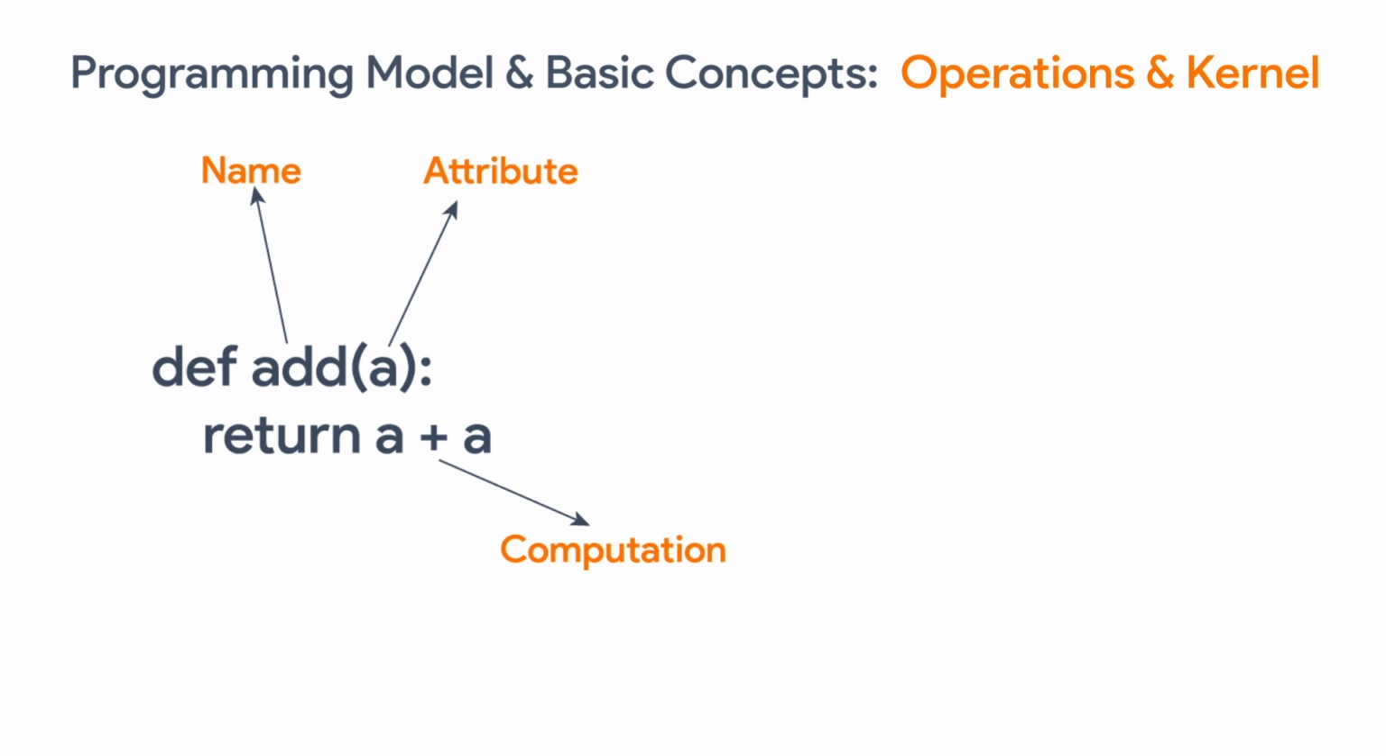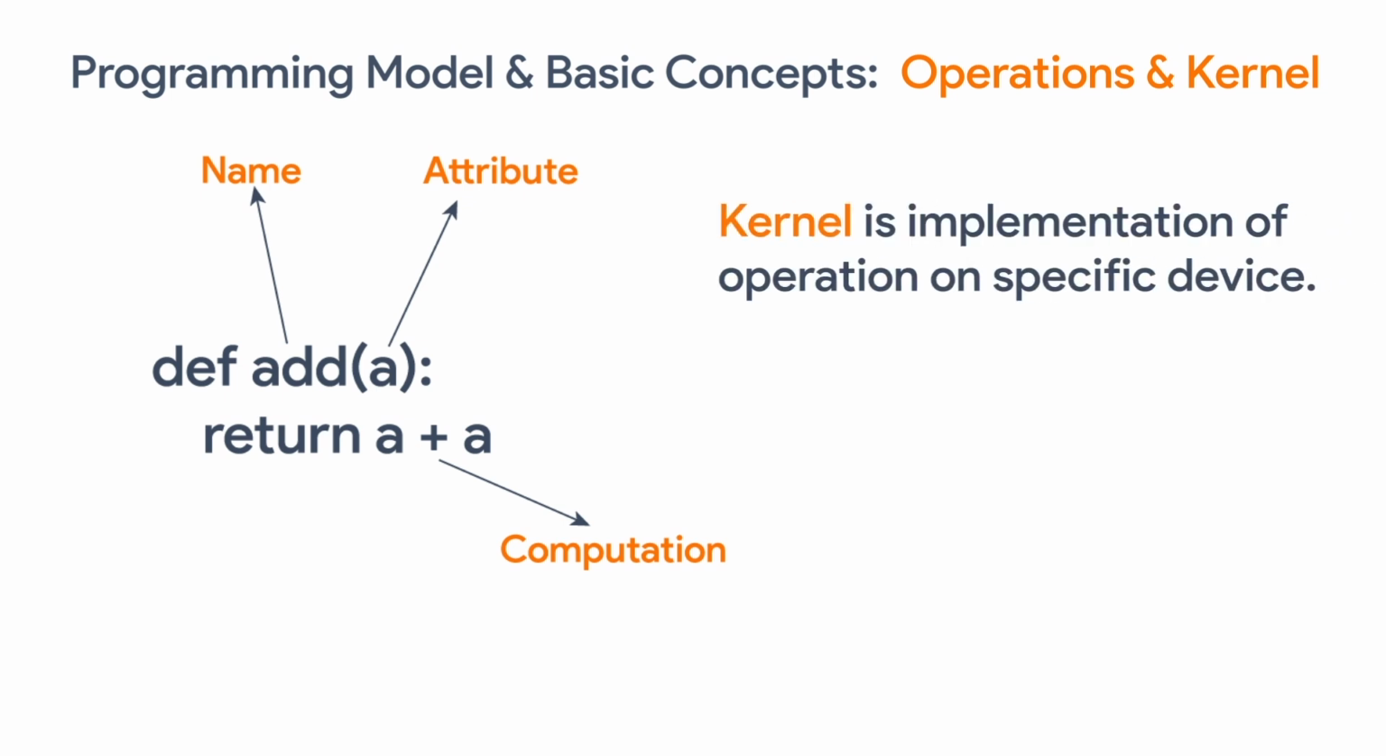Now, since we understand what operations are, let us understand kernel. A kernel is a particular implementation of an operation which can run on a specific device, for example, CPU or GPU. Already implemented kernels are defined in the TensorFlow binary.